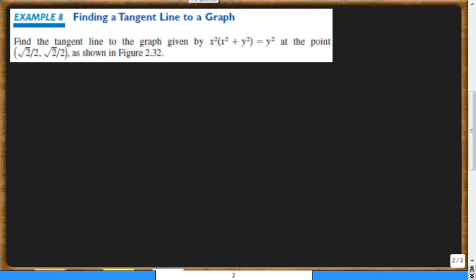Another example of something that would be a little more advanced is finding a tangent line with implicit differentiation. So it says find the tangent line. We have this graph: x squared times (x squared plus y squared) equals y squared. So we need to find what dy/dx is first. They give us our point, so we need to figure out what the slope is from that point. So we are going to take the derivative with respect to x on both sides here.